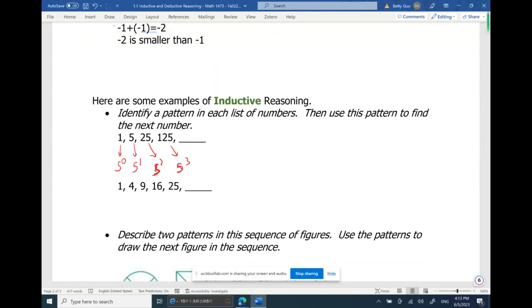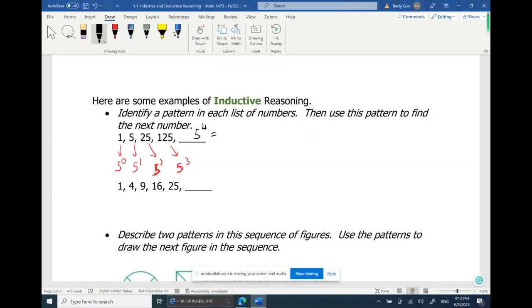The base is 5. So we can derive the next element is going to be 5 to the power of fourth, right? Yeah, you can use your calculator to figure out the value of this number, 25 times 25. And the next sequence, we are given 5 elements: 1, 4, 9, 16, 25.